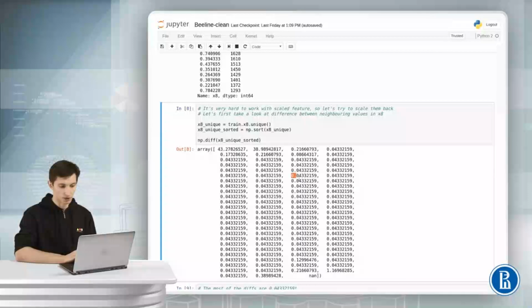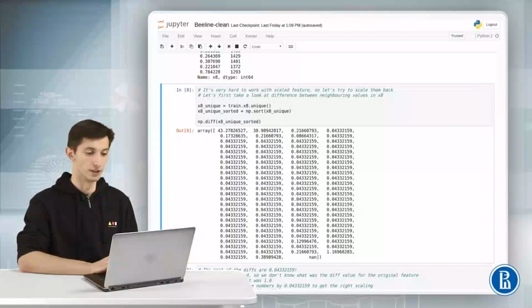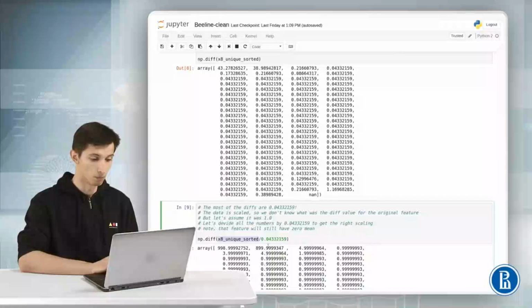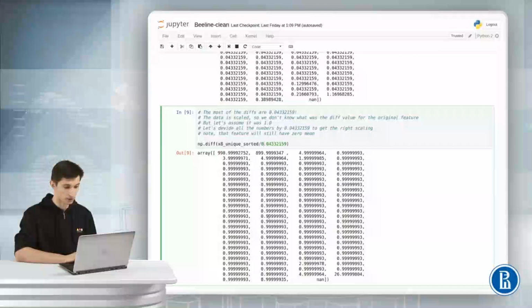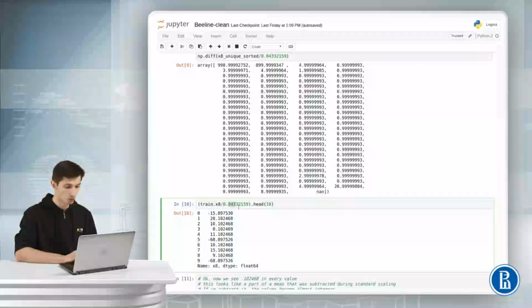It was probably not 0.043 something. It was, who knows, it could be 9 or 11 or 11.7, but it was the same between all the pairs. So assume that it was 1, because 1 looks like a natural choice. So let's divide our feature by this number, 0.043 something. And if we do it, yes, we see that the differences become rather close to 1, and they are not exactly 1 only because of some numeric errors.